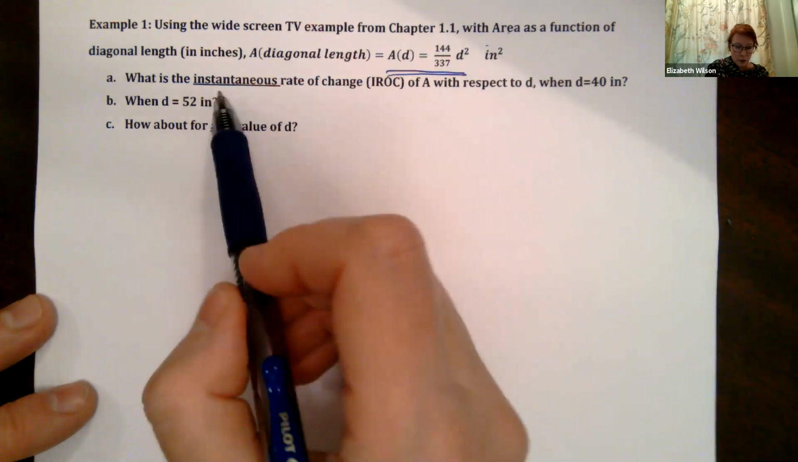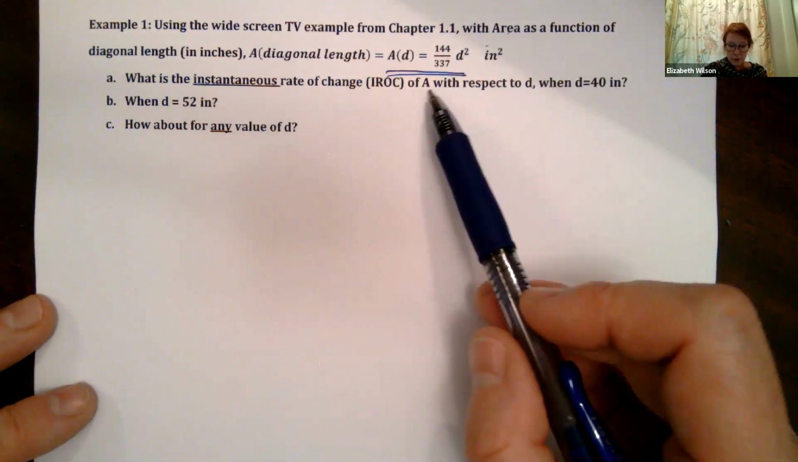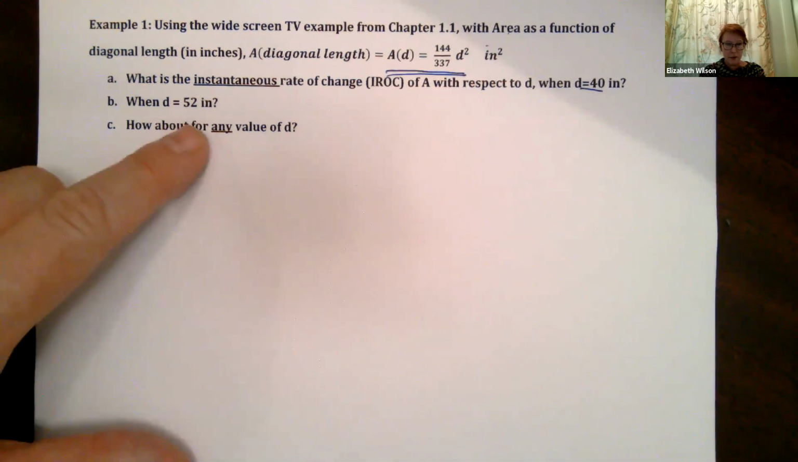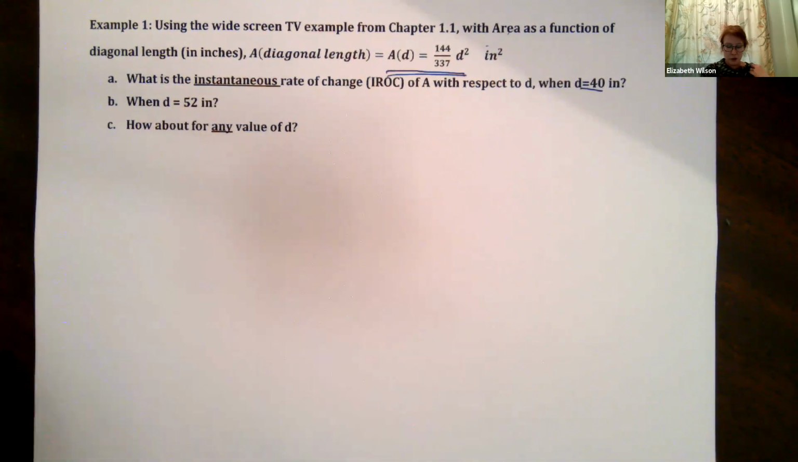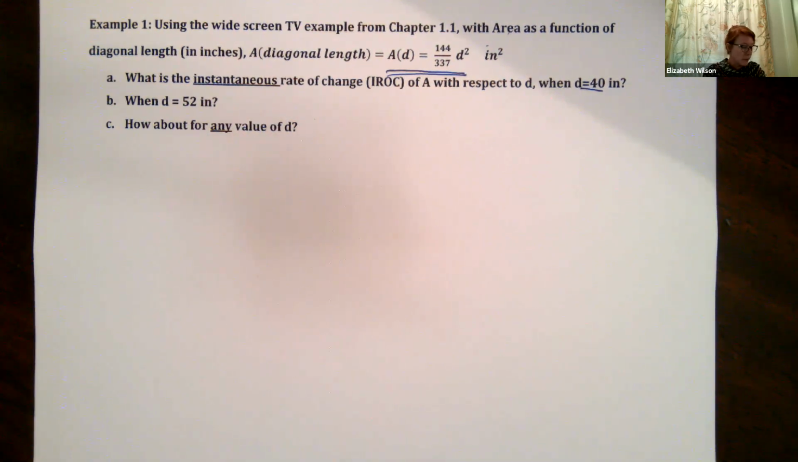So we've got a couple of questions. What's our IROC, or instantaneous rate of change of our area with respect to d, when d is equal to 40? We want to know what's our IROC when d is equal to 52, and then we want to come up with just a general formula for it for any value of d. So let's work our way through.